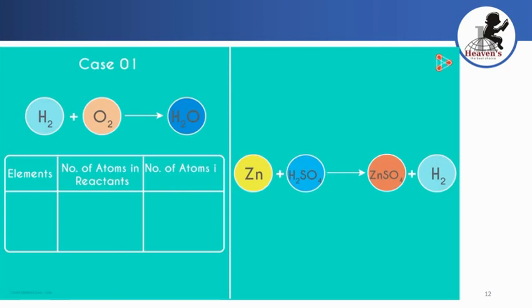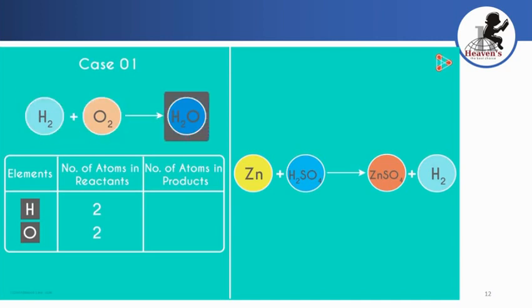So, the number of atoms on the reactant side and the number of atoms in the products. How many hydrogen atoms are there on the left hand side? On the reactant side there are only 2 hydrogens. How many oxygens are there? Here also 2 oxygens. And on the product side there are 2 hydrogen atoms and 1 oxygen atom.